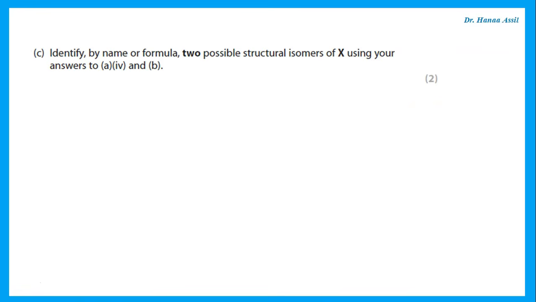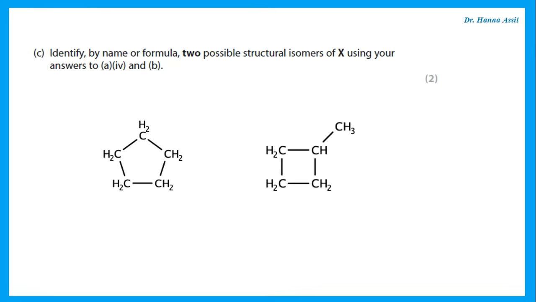Identify now by name or formula 2 possible structural isomers of X using your answers. We already found that it is C5H10. It's not an alkene, so it has to be cyclic. So one possible structure is this, in which I have cyclopentane, or I could have 4 carbons in a cycle and the 5th is a branch, or actually I could have 3 in a cycle and 2 as branches. So these are 2 of the possible structures of the isomer: cyclopentane or methyl cyclobutane.